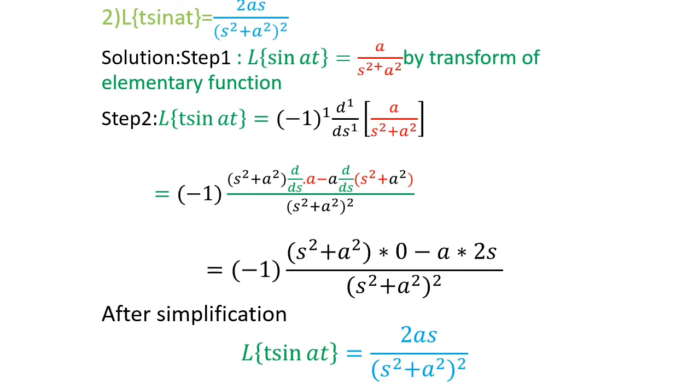Now we are able to find the Laplace transformation of t sin 3t, that is 6s upon s square plus 9 whole square. Or you can change the value of a, and you get a different answer. We saw two formulas. First is Laplace transformation of t cos at and second is Laplace transformation of t sin at. Here we are deriving one more formula, that is t square sin at.